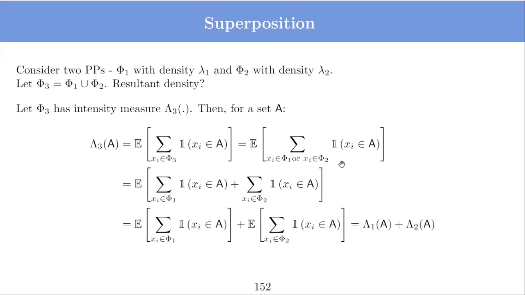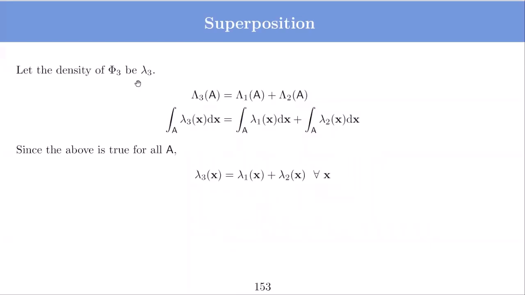So you can break this summation into two parts: one over all points in phi1 and then all points in phi2. Because the expectation is linear, I can break this into two summations: the expectation of the summation over all points in phi1 plus the expectation of the summation over points of phi2. Now if you look at this, this is nothing but the expectation measure of phi1 on set A. So this is lambda1(A) and this is lambda2(A). So what I get is lambda3(A) is equal to lambda1(A) plus lambda2(A), and that is true for every set A.